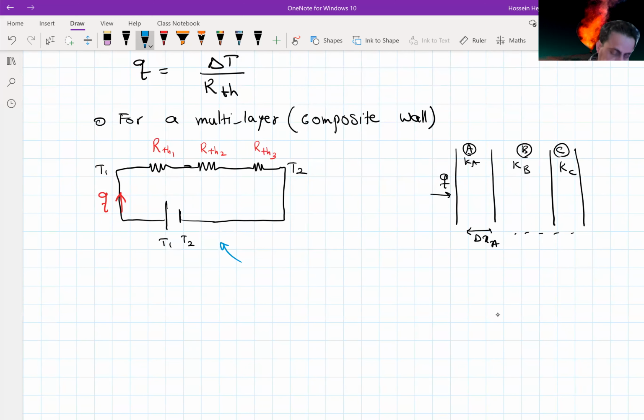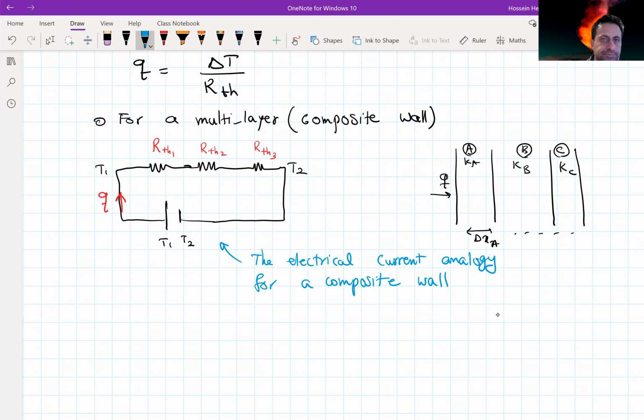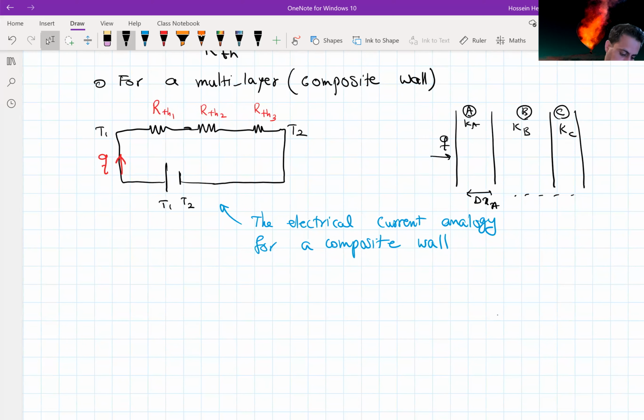So this is the electrical analogy for a composite wall, where each of these R's, let's say R_TH1, is delta X_A divided by KA times area. And similarly for R_TH2, R_TH3.